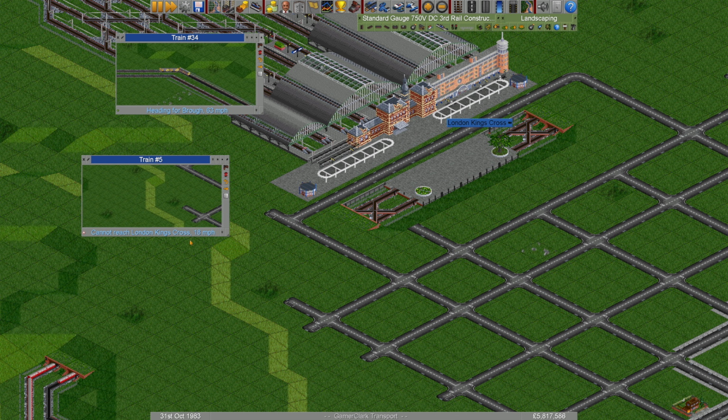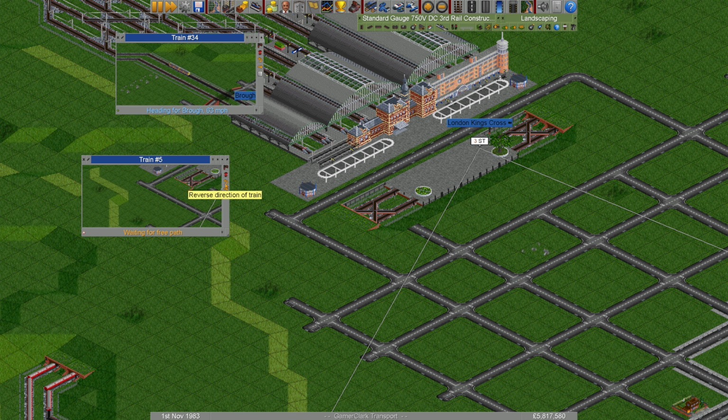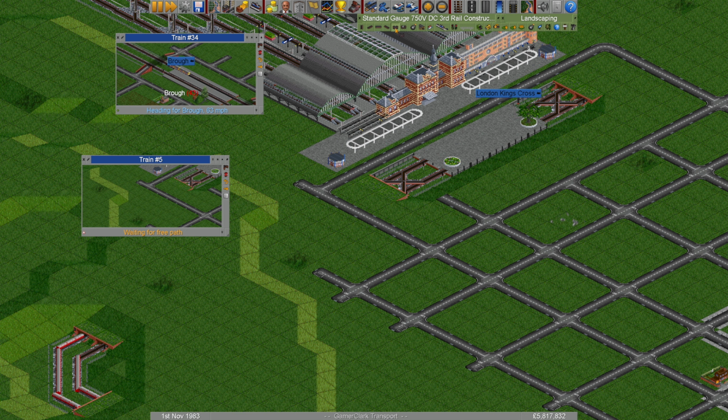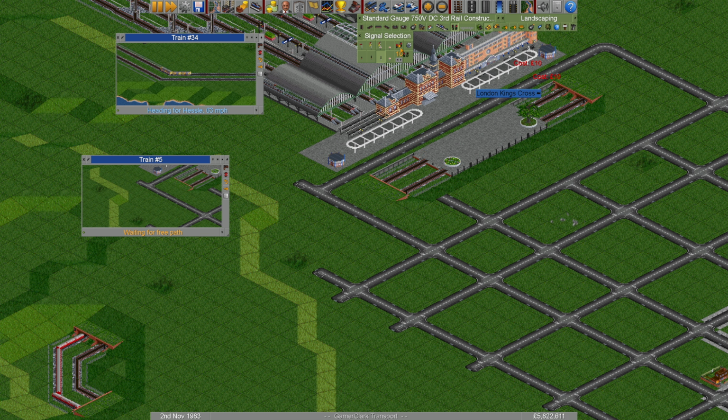Right, answers on a postcard: what's going wrong? It's late because of the signal. So let me remove these crosses. Let's go back to single one-way signals. Let's try again.